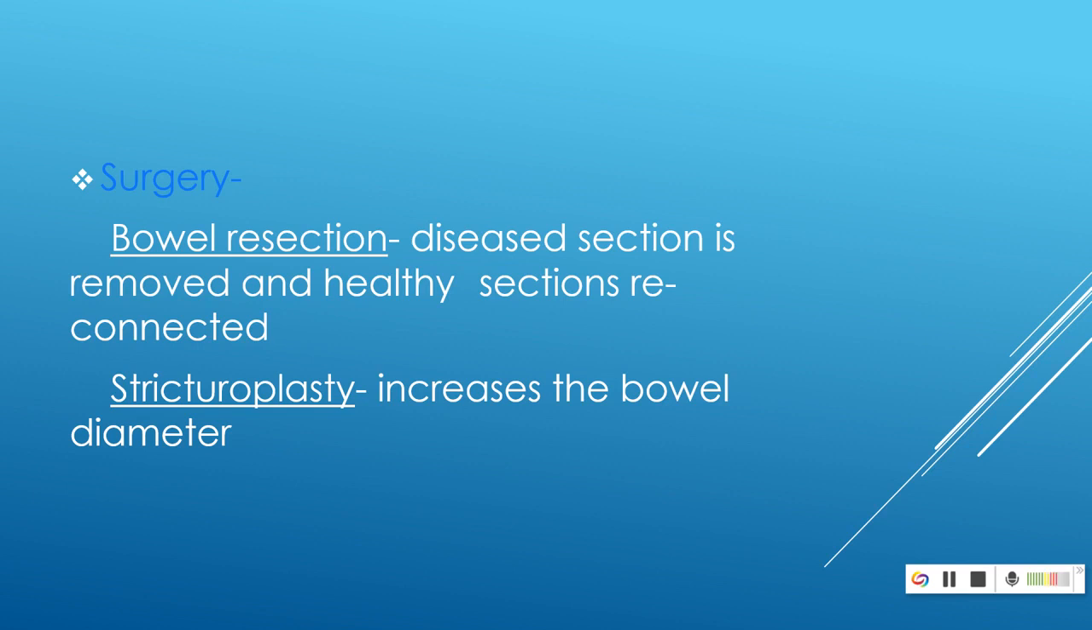Stricturoplasty. This increases the bowel diameter, because didn't we say that with ulcerative colitis and Crohn's, as they get inflamed and then they heal, they can develop scar tissue, and that's going to decrease the diameter of the lumens of my intestines. So I can go in and do the stricturoplasty, which is like a balloon, inflate the balloon, and it's going to stretch that bowel, so that opens up that lumen.